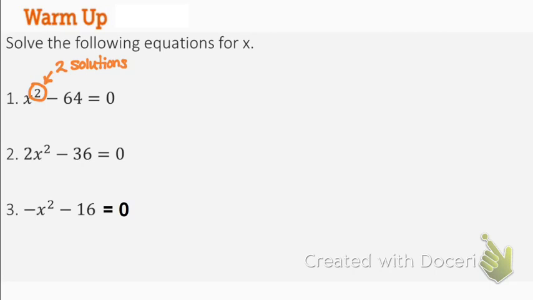Number 1, there's 2 different ways to solve this. I want to make sure that you guys know of both ways, so you can pick which way you like better. One of the things that we could do here would be to add 64 to both sides. So then I would have x squared equals 64. What could I do from there?